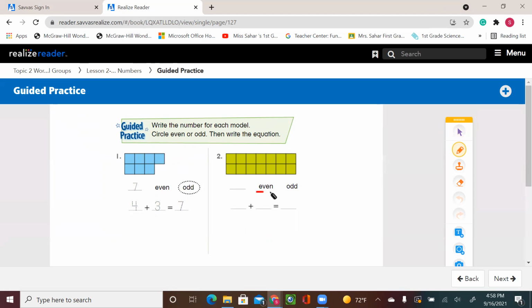Why am I saying it's even? Because I can see that the squares are paired. So I can say 1, 2, 3, 4, 5, 6, 7. 7 in the first row, 7 in the second row. I know my doubles. So 7 plus 7 equals 14. So that's an even number, which can be split or divided into equal parts.